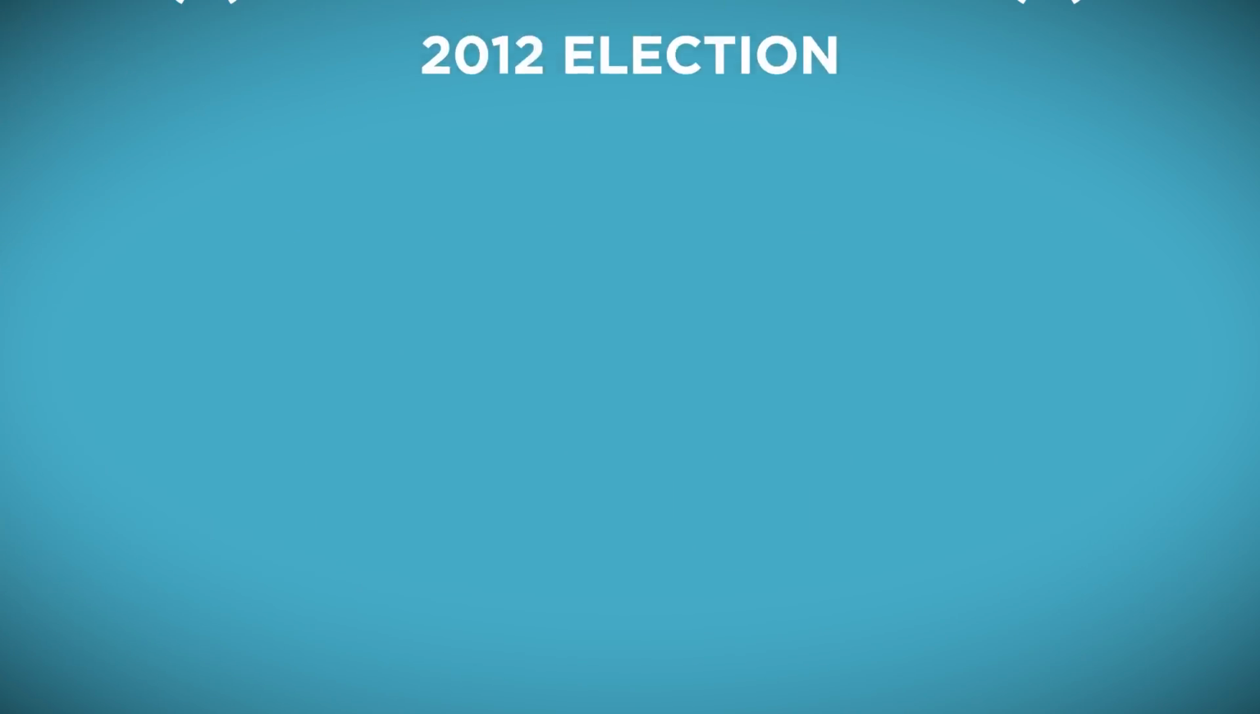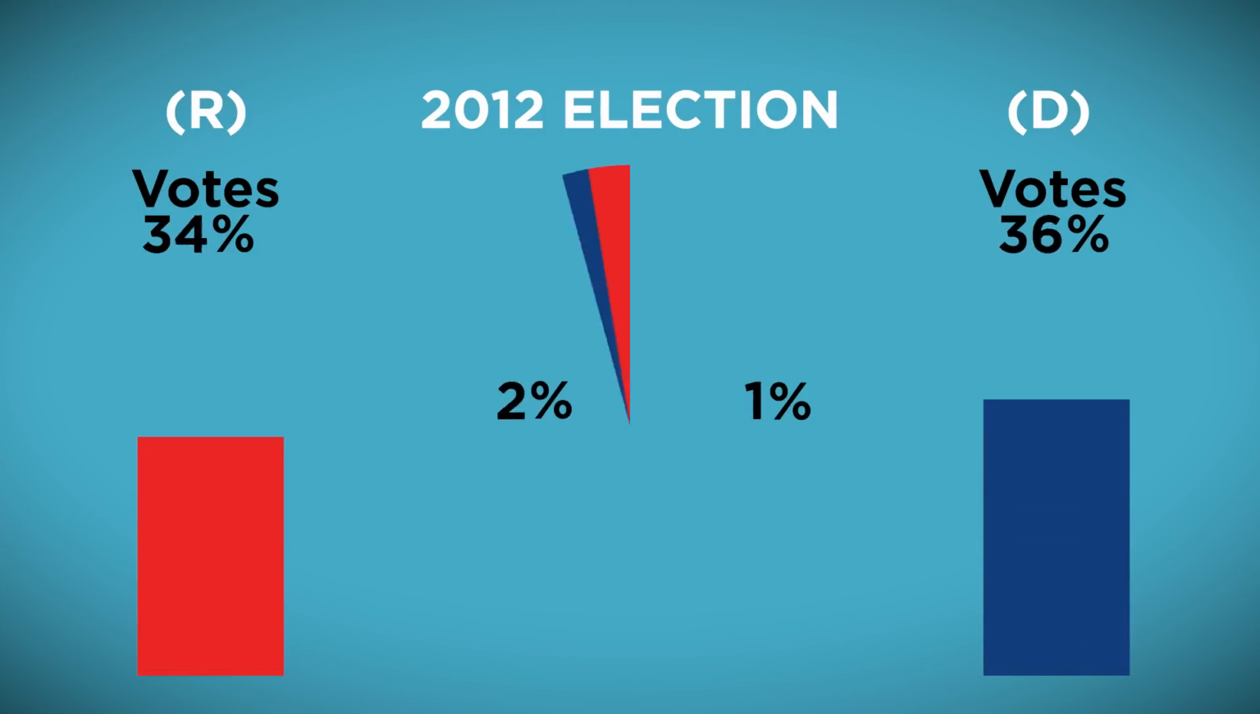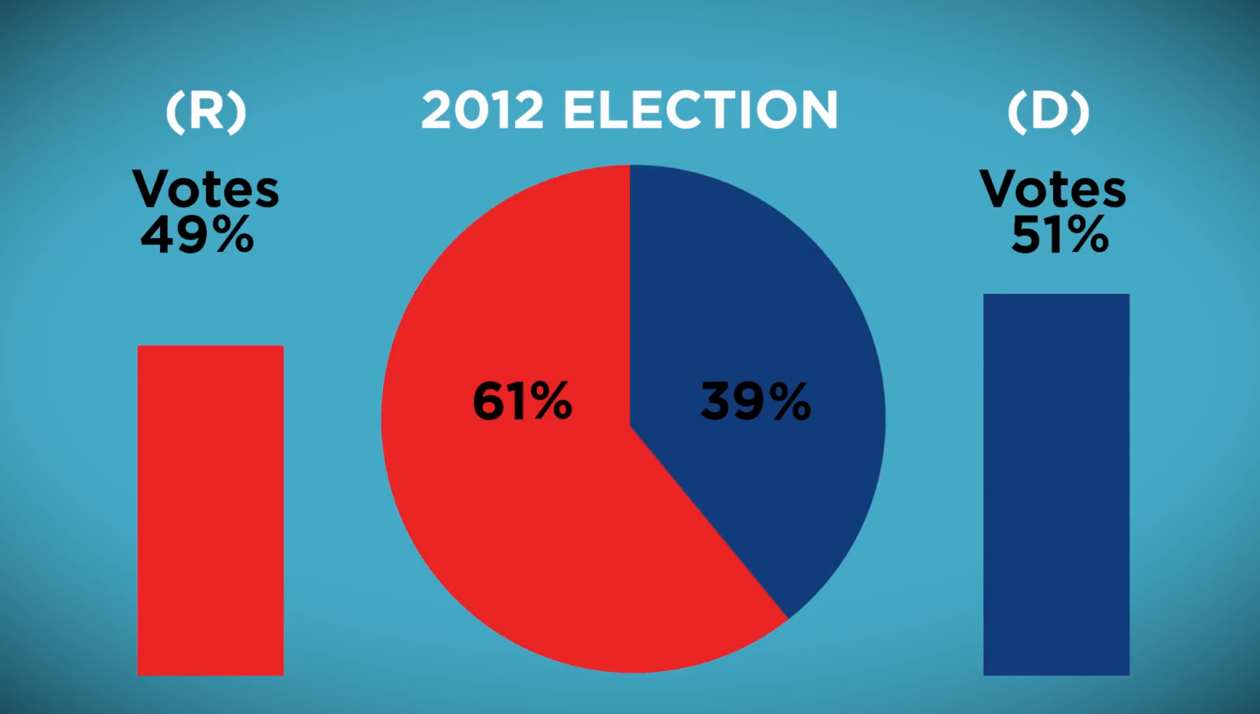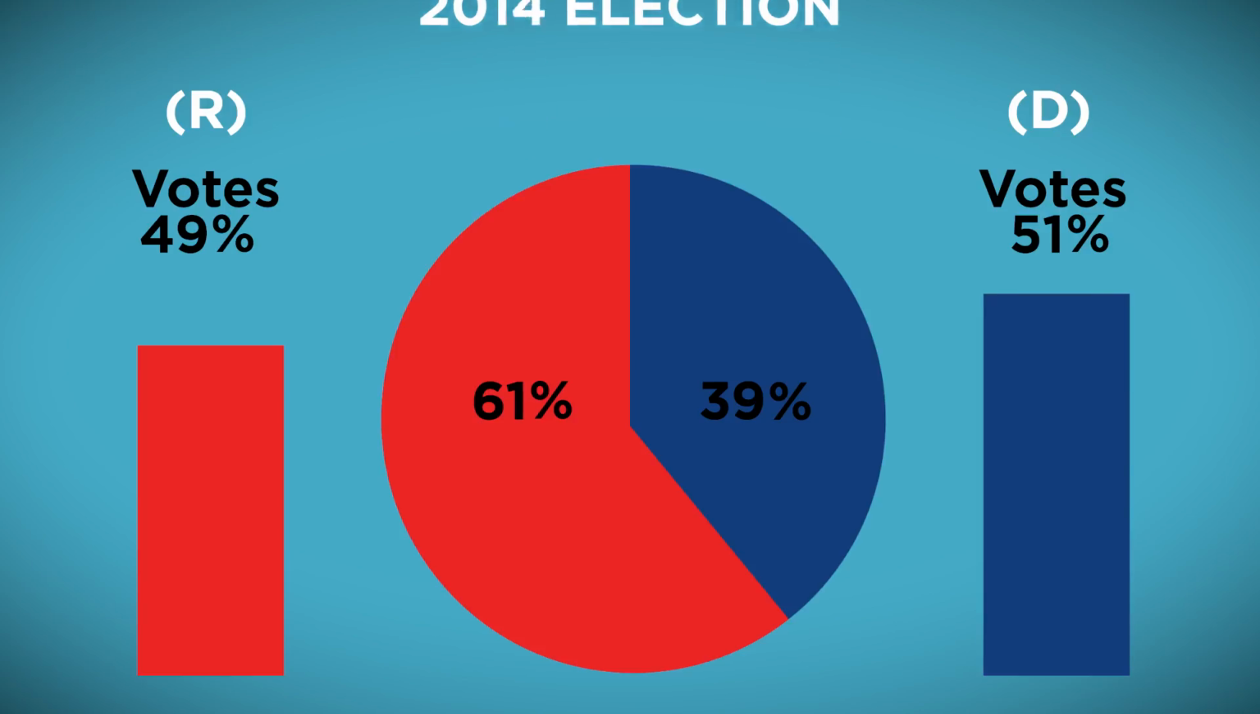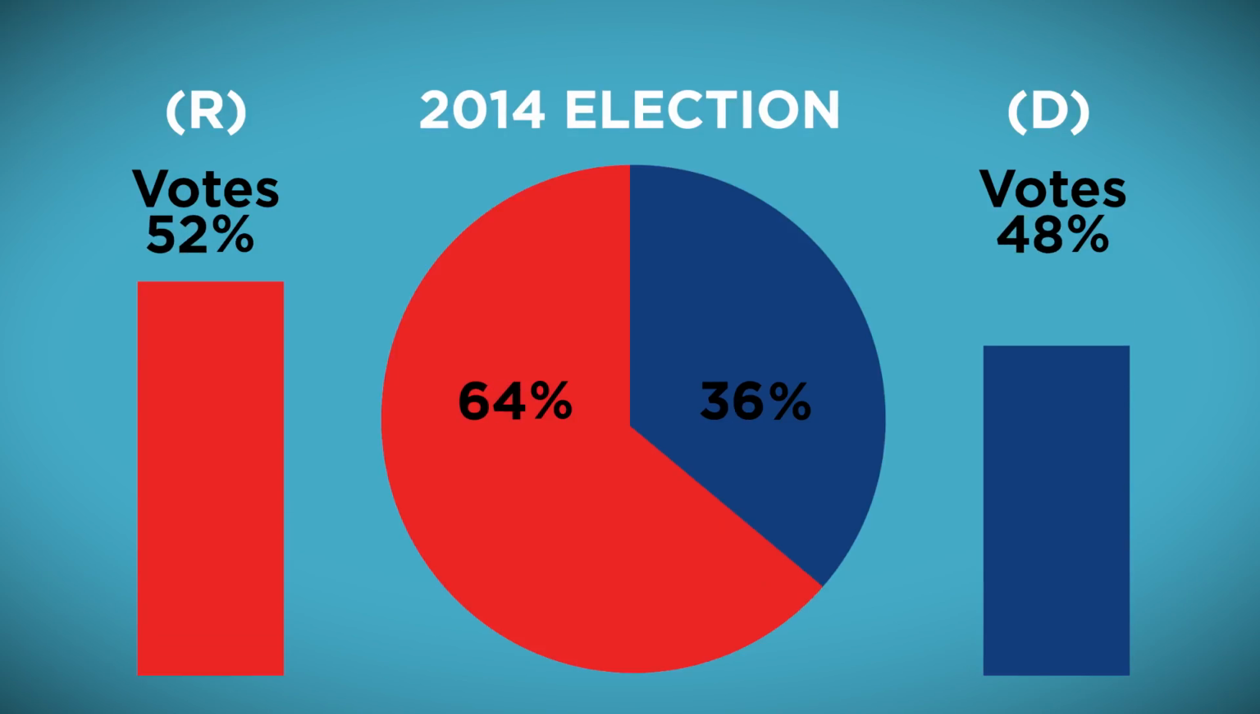In 2012, with 49% of the vote, the Republicans managed to garner 61% of the seats in the Assembly in Wisconsin. So with a minority of the votes, they managed to get a majority of the seats. The next season, in 2014, the Republicans won 52% of the votes, so they did have a majority, but they garnered 64% of the seats in the legislature.